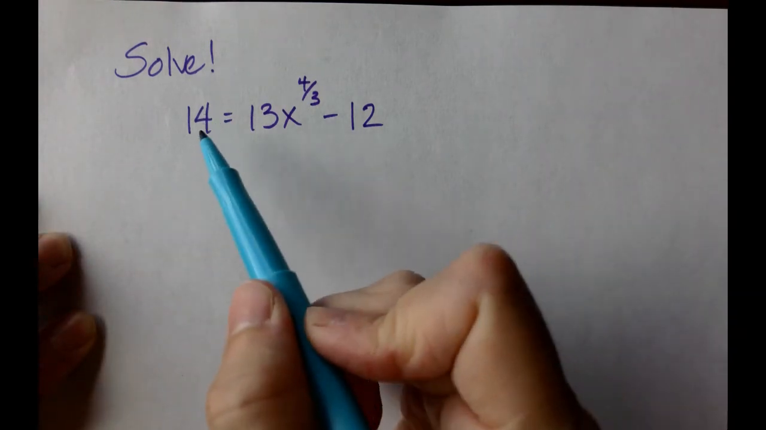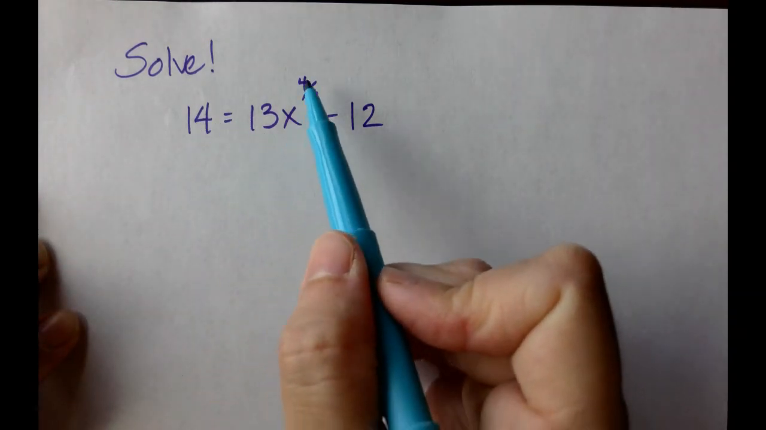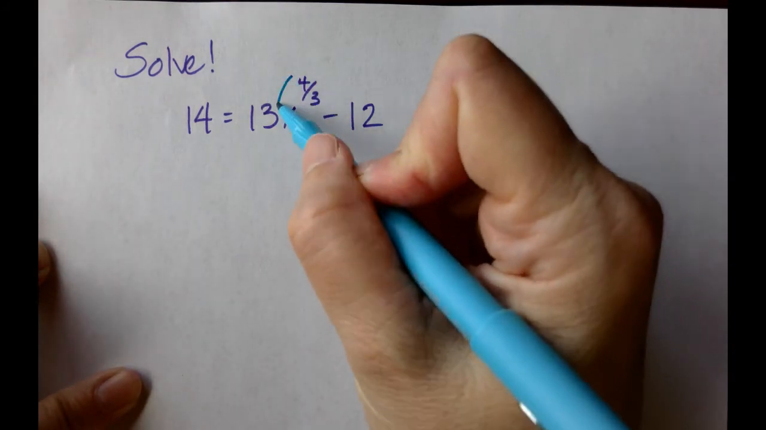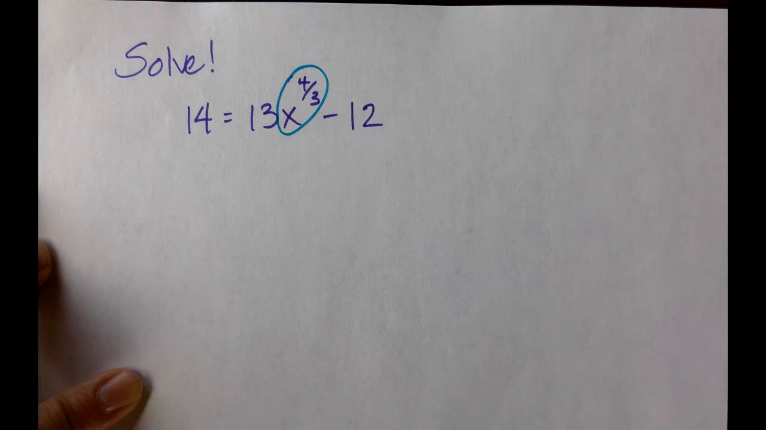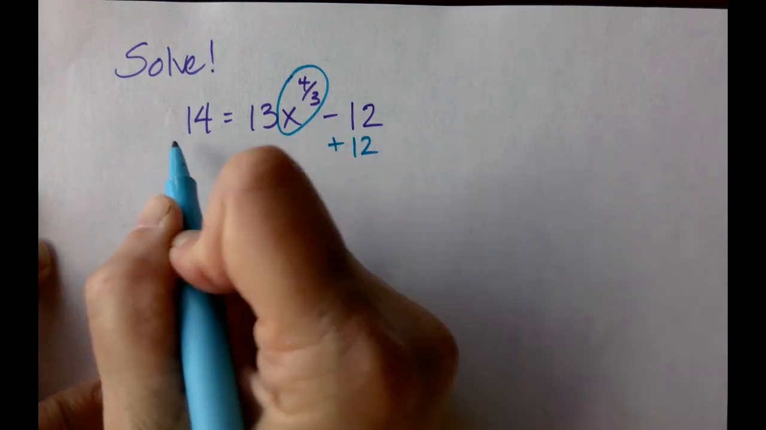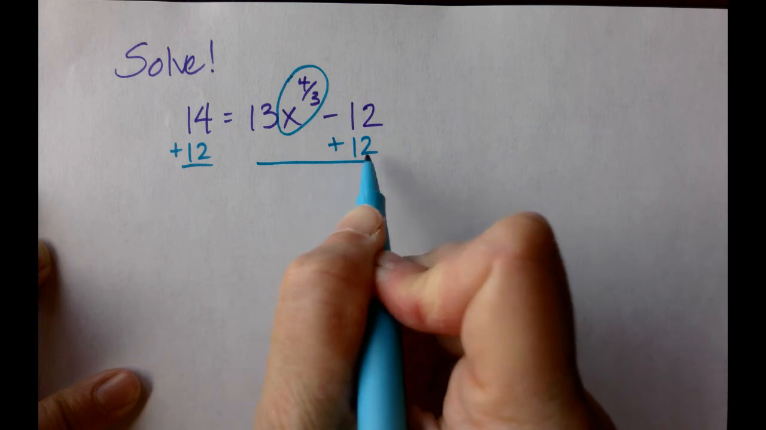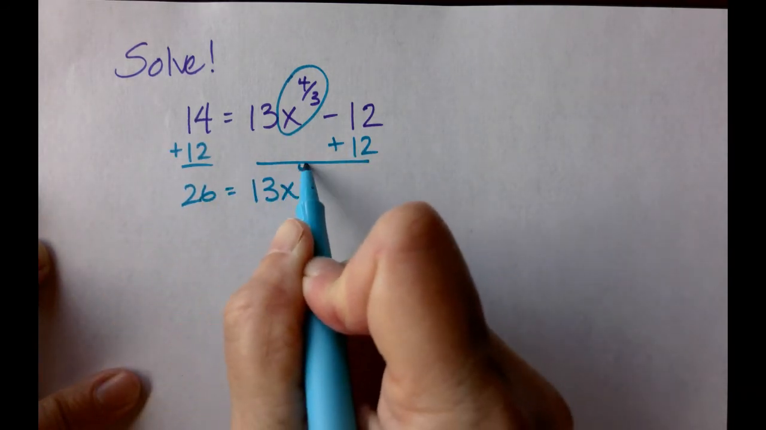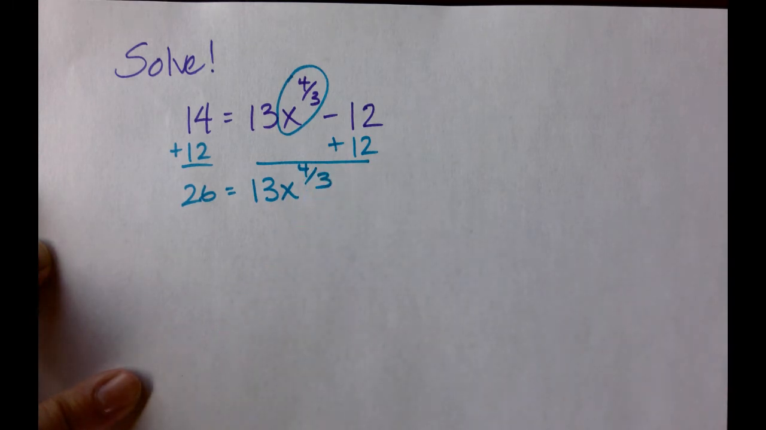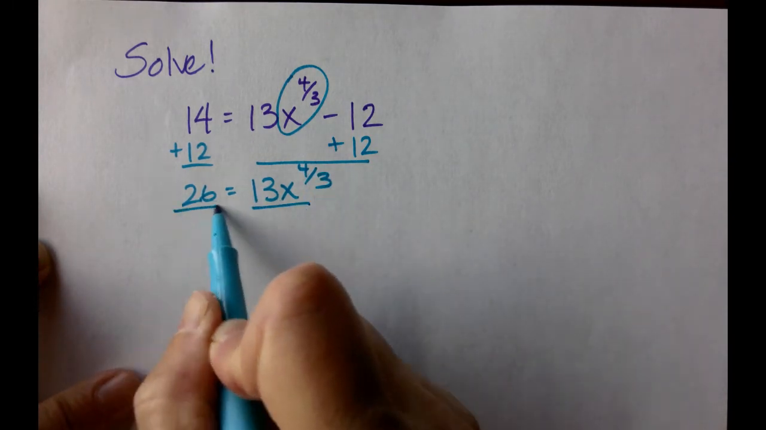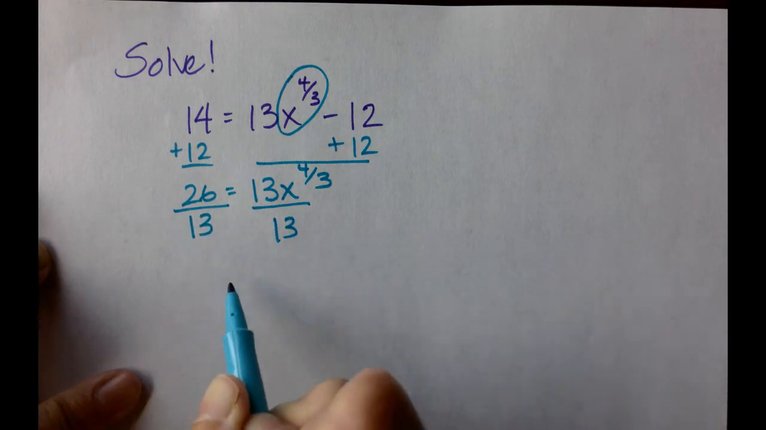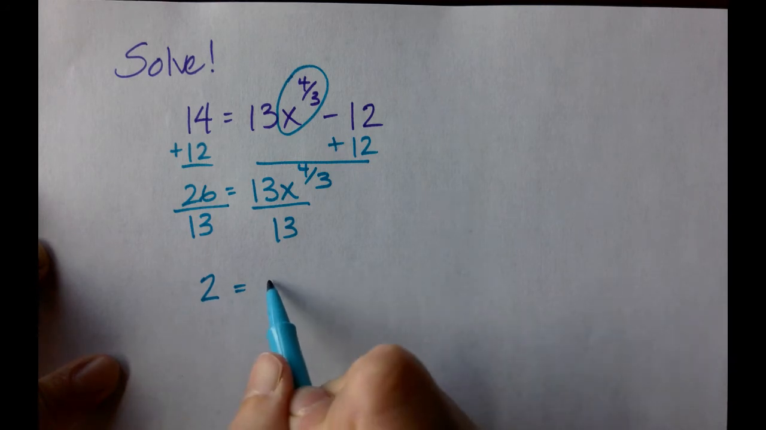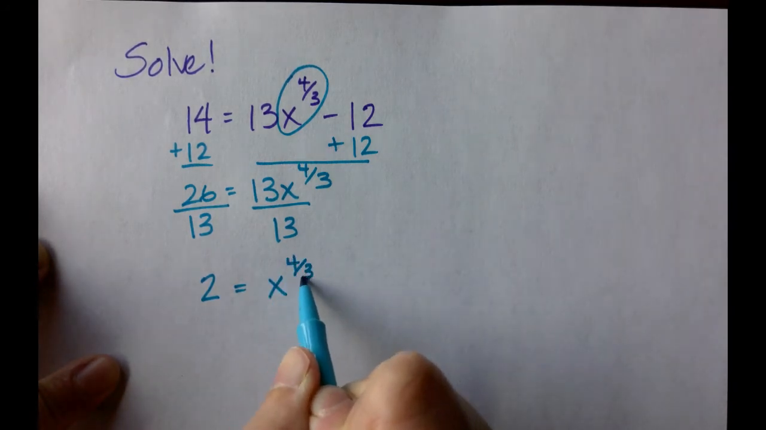In this one, to solve 14 equals 13x to the 4/3 minus 12, we want to try to isolate the x to the 4/3 first. Let's add 12 to both sides of the equation. We'll get 26 equals 13x to the 4/3. Divide both sides of your equation by 13. 26 divided by 13 is really friendly. It's 2. 2 equals x to the 4/3.